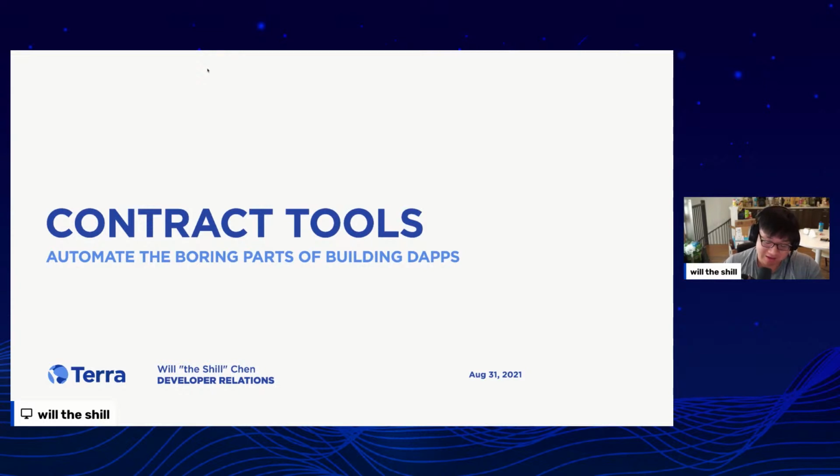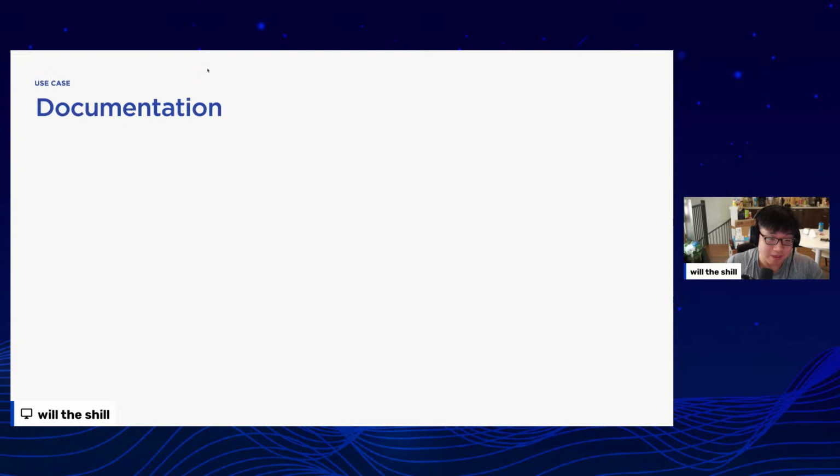Today I'm going to be presenting about some new contract tools that are currently in the works and that will automate the boring parts that you might encounter in the process of building great dApps. Like all great dApps on Terra have a couple things beyond the smart contracts, like a web app, documentation, and CLI. These contract tools are there to help automate the tedious parts that often come up and serve as a source of friction for developers.